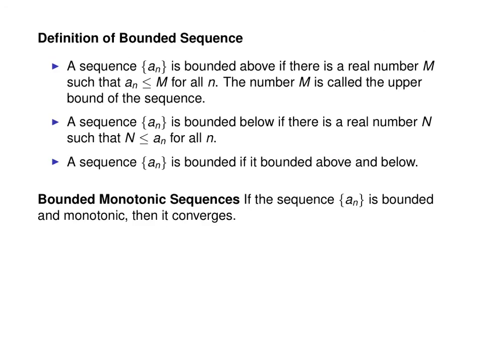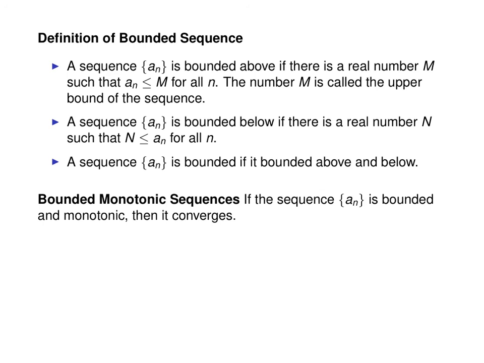Now, sequences can also have properties called boundedness. A sequence is bounded above if there is a real number m such that the sequence's terms a sub n are less than or equal to m for all n, and the number m is called the upper bound. And a sequence is bounded below if there is a number n such that this n is less than or equal to a sub n, and a sequence is called bounded if it's bounded both above and below.